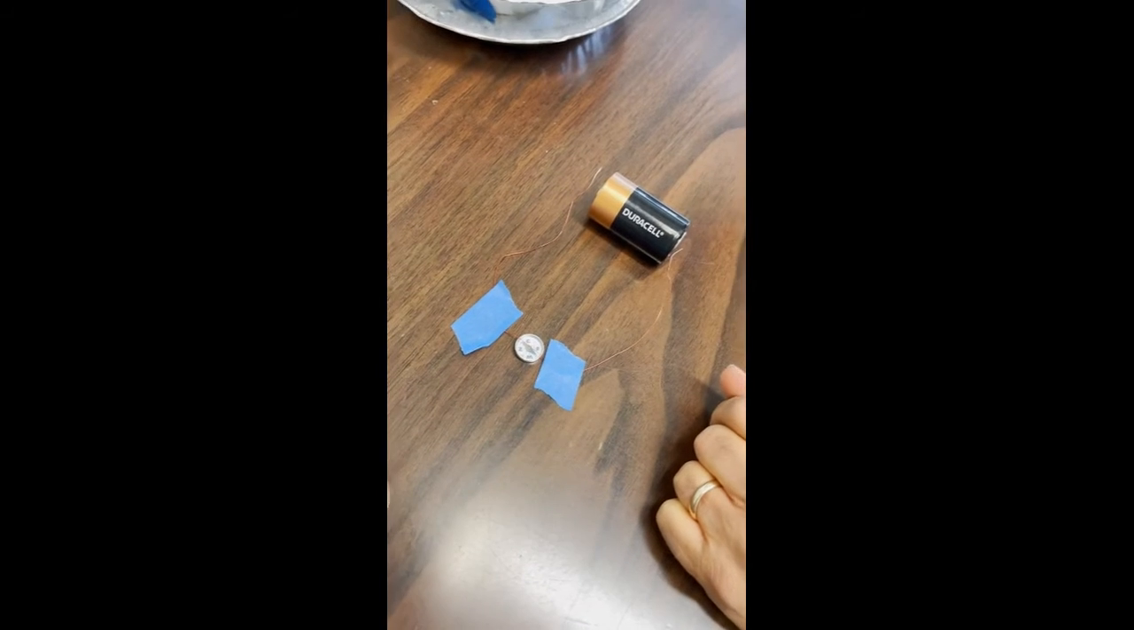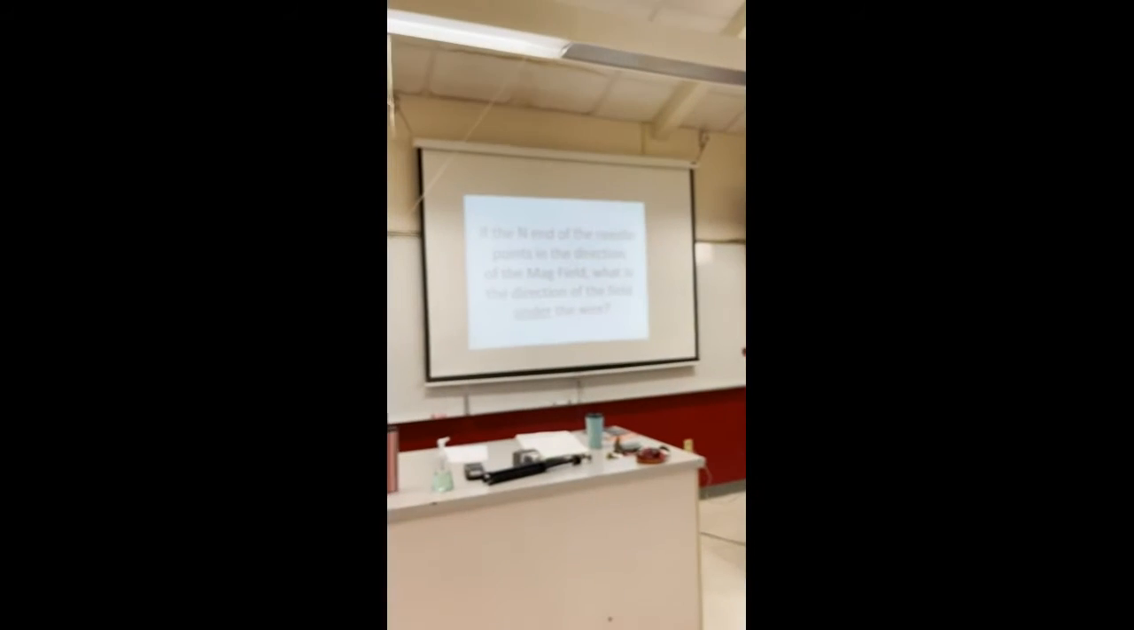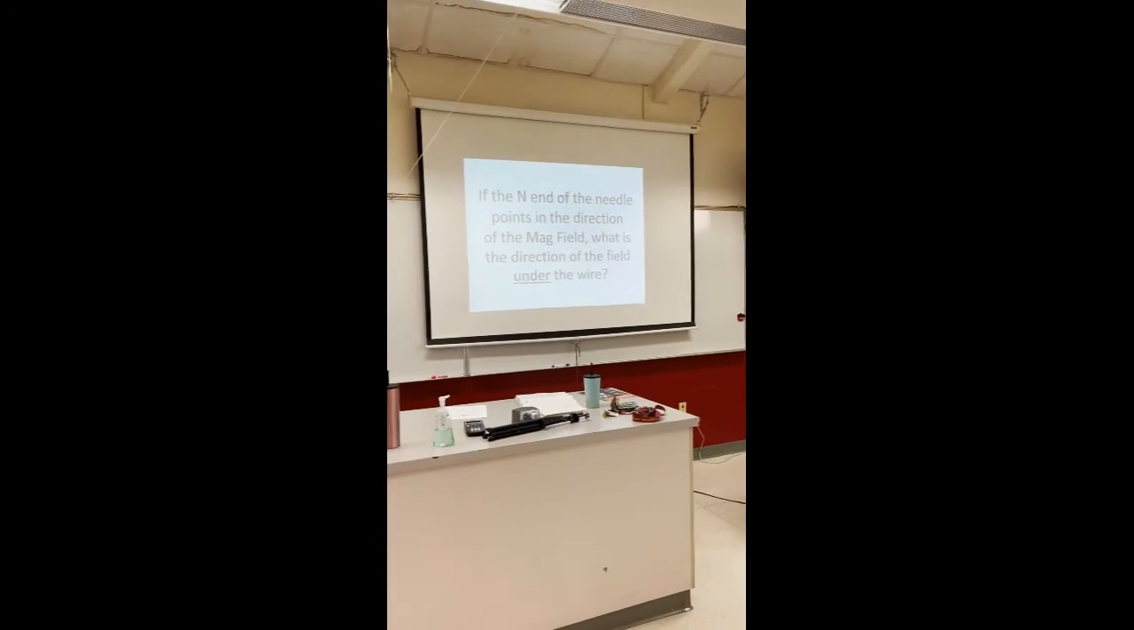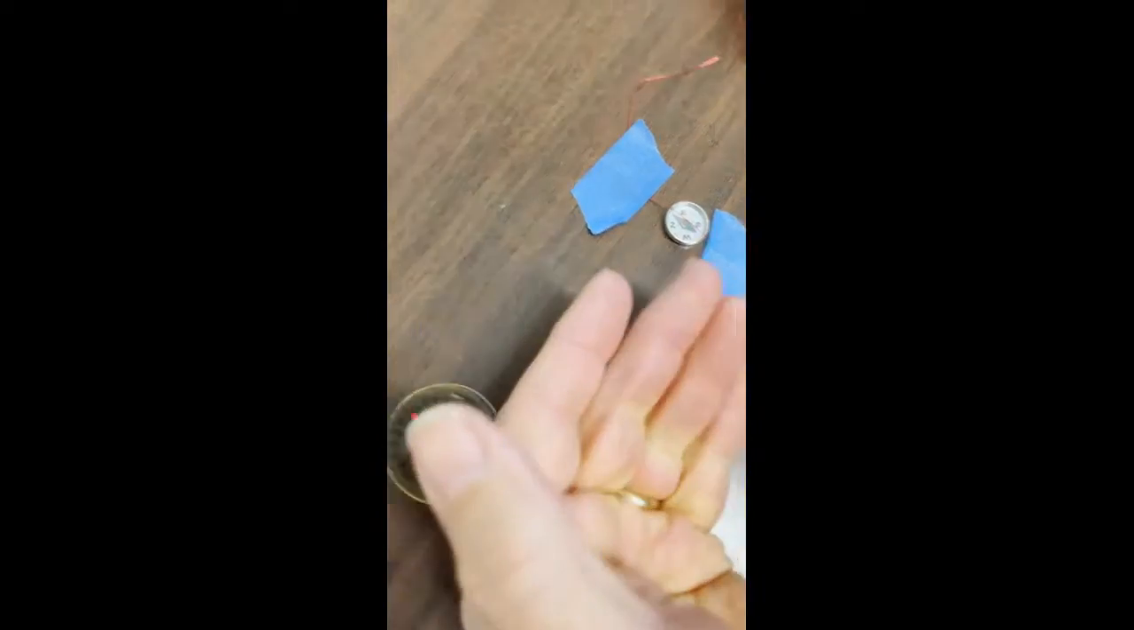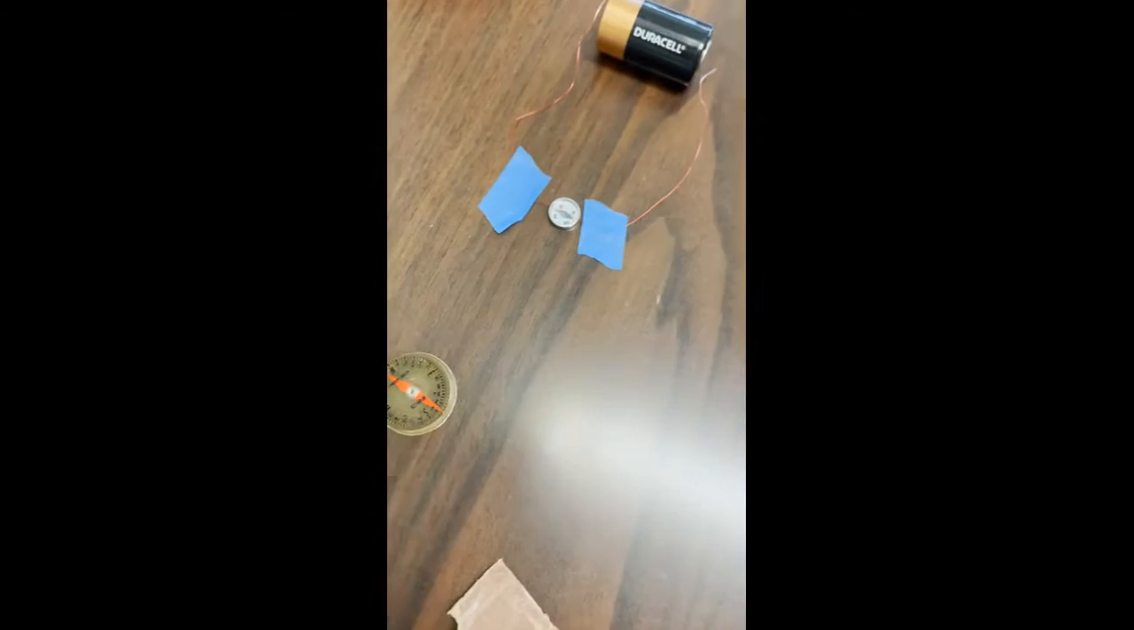Ouch, it gets hot fast. Okay, if the north end of the needle points in the direction of the magnetic field, what's the direction of the field under the wire? Which one is the north end? Blue is north. So underneath the wire, it's going that way. Okay, so turn the battery around.